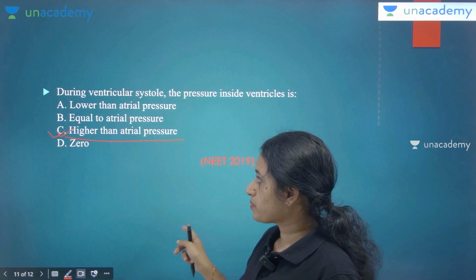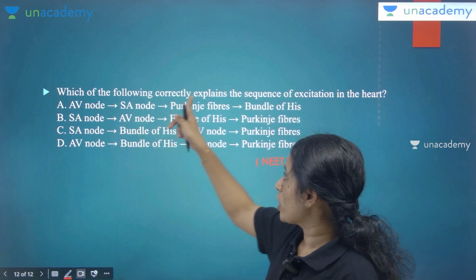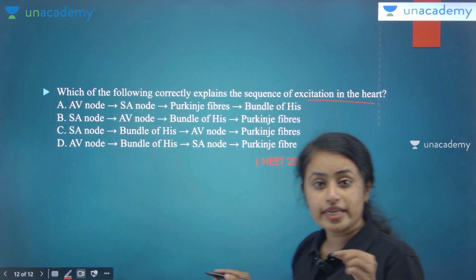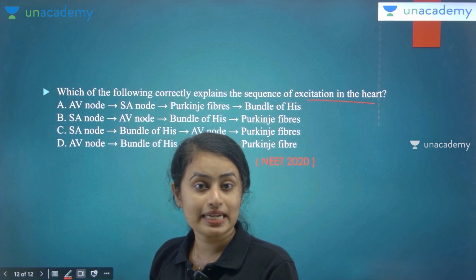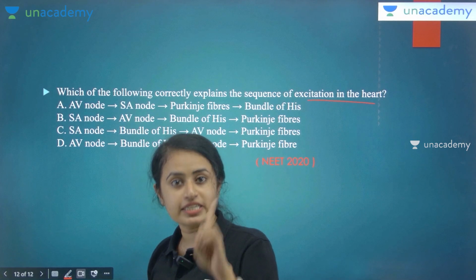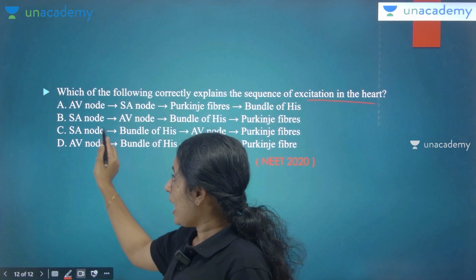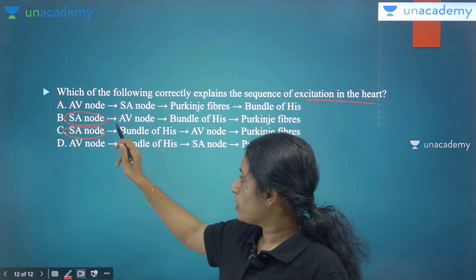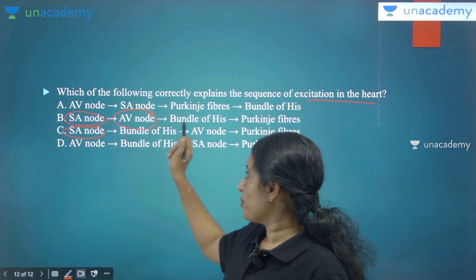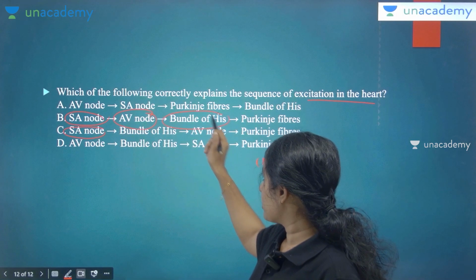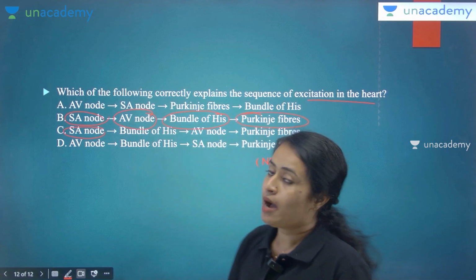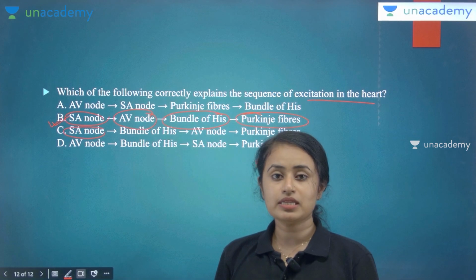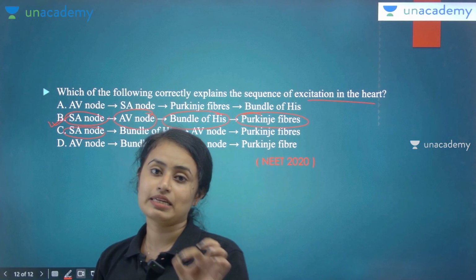Then the third one. Here you can see: which of the following correctly explains the sequence of excitation of the heart? We already discussed the electrical conductivity of our heart, which is generated at the SA node. From the SA node it moves into the AV node, from the AV node it moves into the bundle of His, and from the bundle of His it moves into the Purkinje fibers. So the correct answer is option B. It is the sequence of electrical conductivity of a heart.